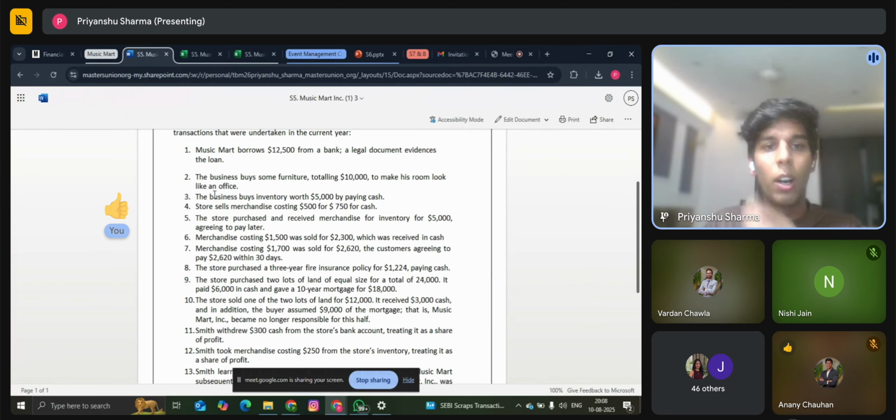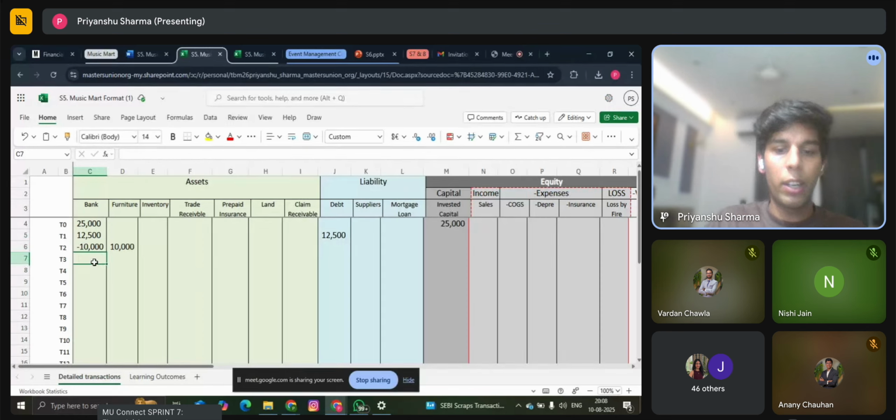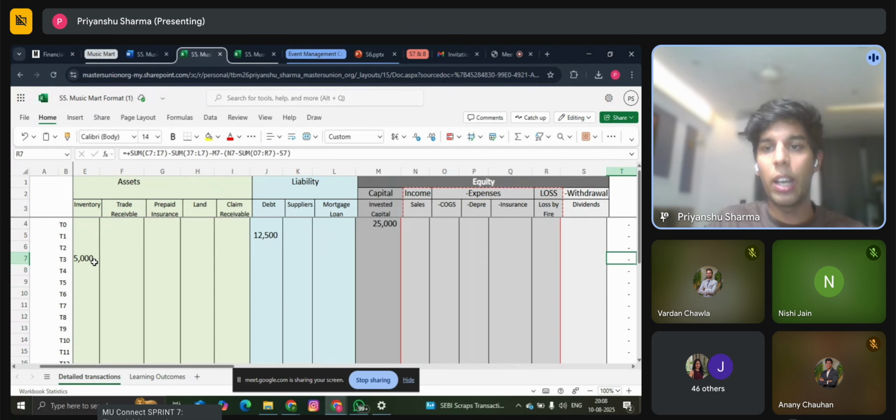Cool. I'll move on. So in transaction number 3, the business has bought inventory worth 5,000 by paying cash. Now again, since we paid cash, I'm going to deduct 5,000 here from my bank statement and add inventory worth 5K here in the asset side. Since we're only concerned with assets in this entry, there are no other changes in the liability or equity side as of yet.